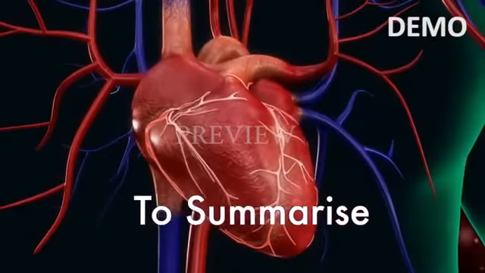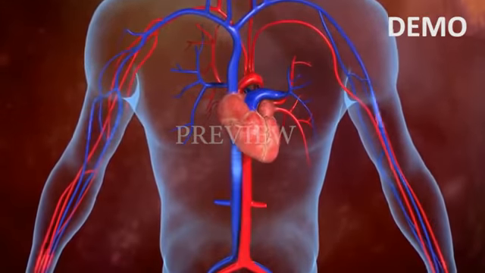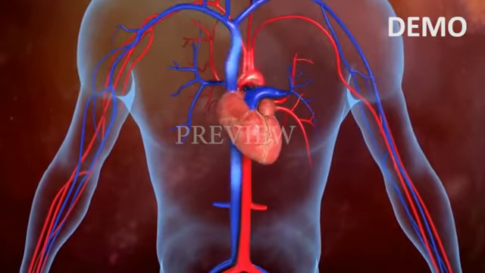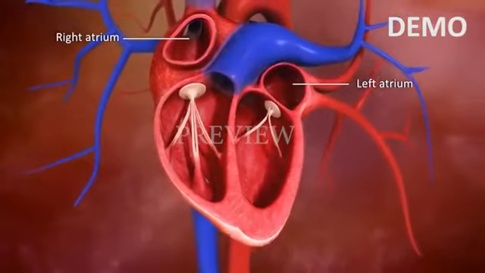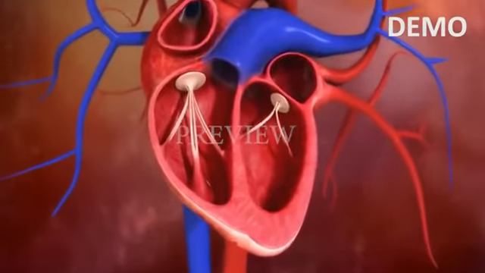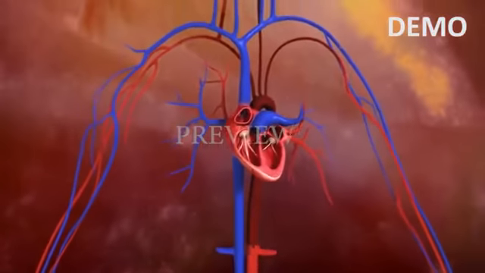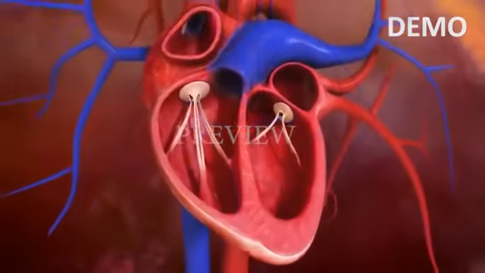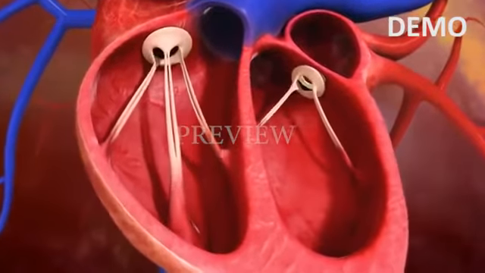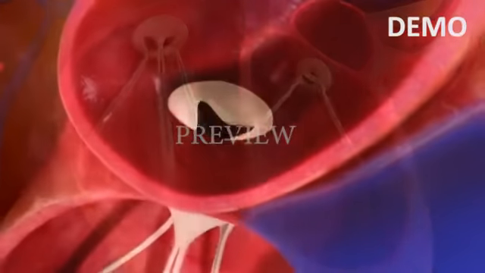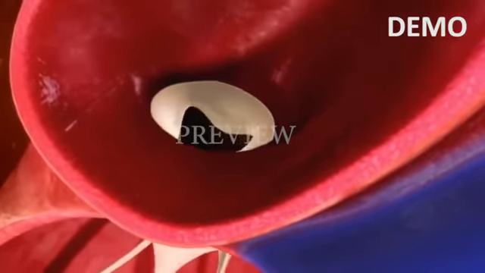To summarize, the heart is a muscular organ responsible for pumping blood throughout the body. It has 4 chambers. The upper 2 are the atria that receive blood into the heart, and the lower 2 are the ventricles that pump blood out of the heart. The septum is located between the chambers of the right and the left sides of the heart. The valves present between the atria and the ventricles control the flow of the blood through the heart.